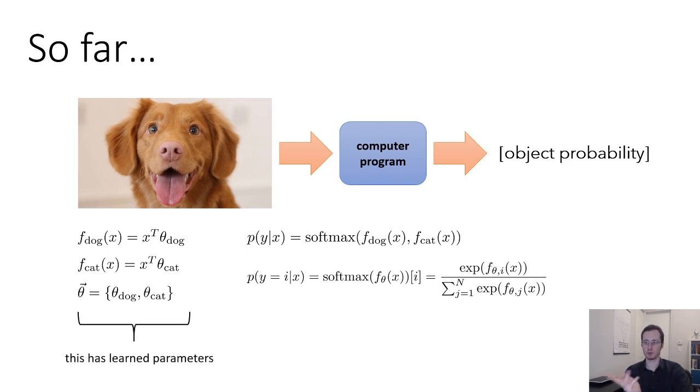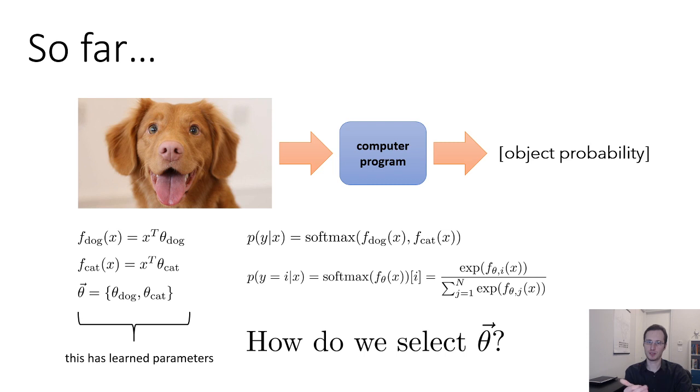If we're classifying between cats and dogs, we have a theta dog and a theta cat. But in general, we don't care so much as to what those parameters are. It's just some big parameter vector theta. So the next question we have to answer is, how do we select theta?